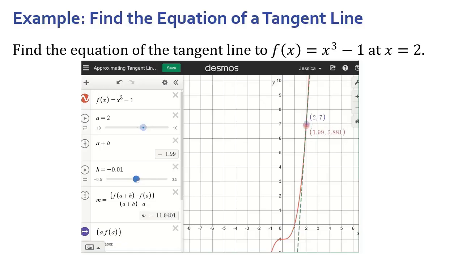Okay. Now let's see what happens as I go from the opposite direction. So let's play this here. Again, watch the slope. As this point, which we can't see right now, but now we can see it, is getting closer and closer, this slope is getting closer and closer to 12 as well. So we can estimate that the slope of the tangent line, or the rate of change, at x equals 2 on f of x equals x cubed minus 1 is 12. Now we can use that to find the equation of the tangent line at that specific point.